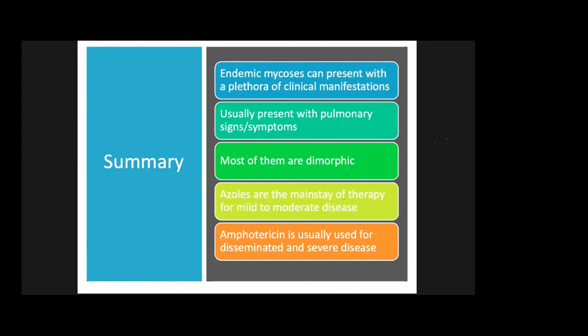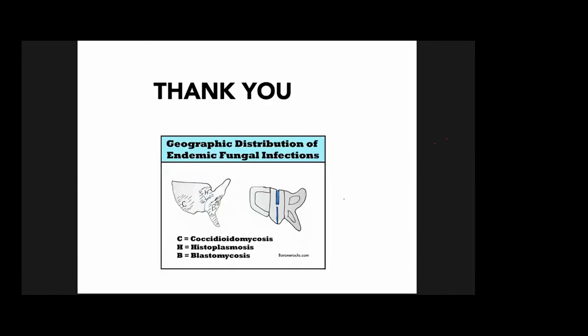The other thing you should know is that most of them are dimorphic fungi, with the exception of Cryptococcus gattii. The azoles are the mainstay of therapy for mild to moderate disease. Fluconazole is just used for coccidioides. The rest you can treat with itraconazole, and amphotericin is usually used for disseminated and severe disease.